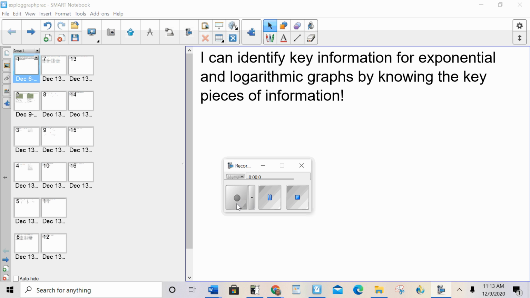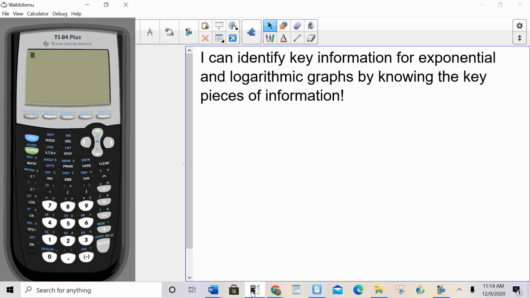Hello everybody. Today I can identify key information for exponential and logarithmic graphs by knowing the key pieces of information. So we're going to start with an exponential graph. We're going to look at different exponential graphs and see what they all have in common. Then we're going to look at different logarithmic graphs, see what they have in common, and compare the exponential and the logarithmic graphs. So it's a very conceptual lesson. It's about understanding the key pieces of information. There's really not a lot of calculations. It's just conceptual understanding.